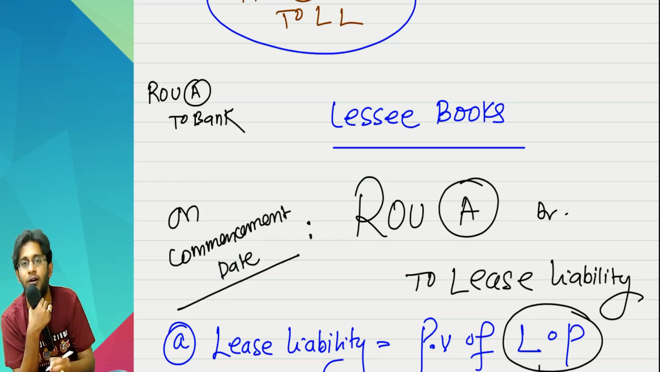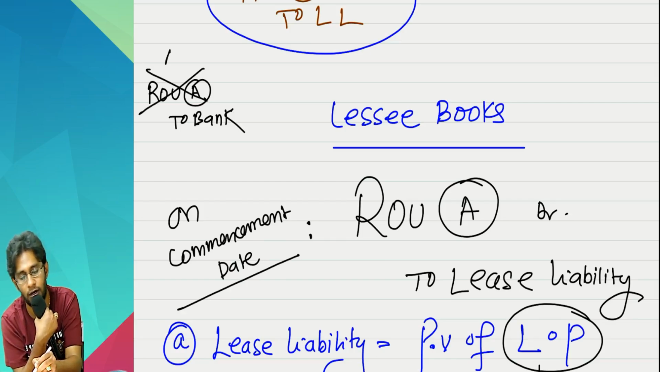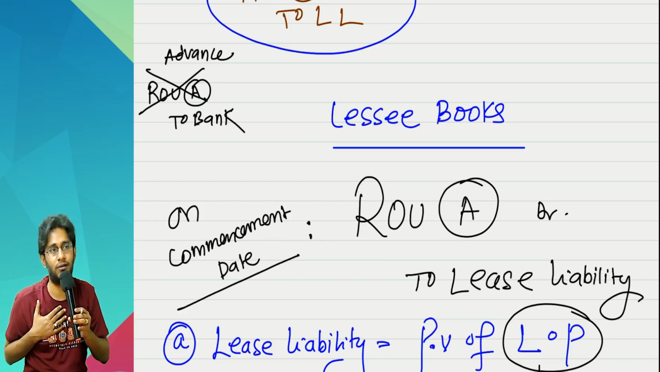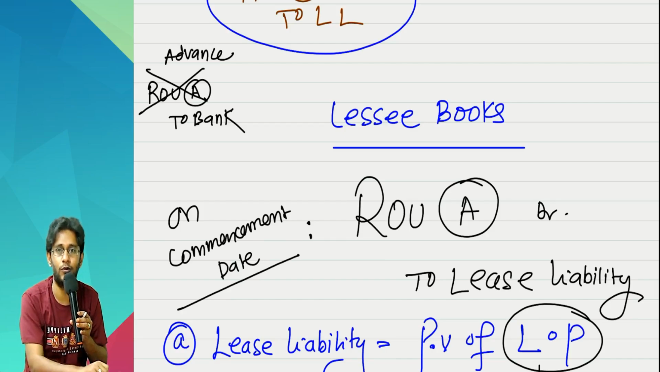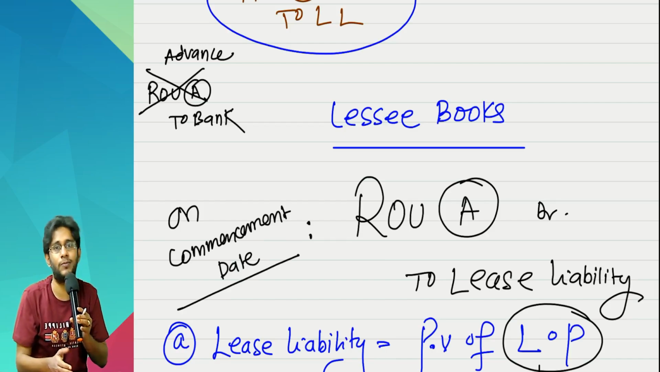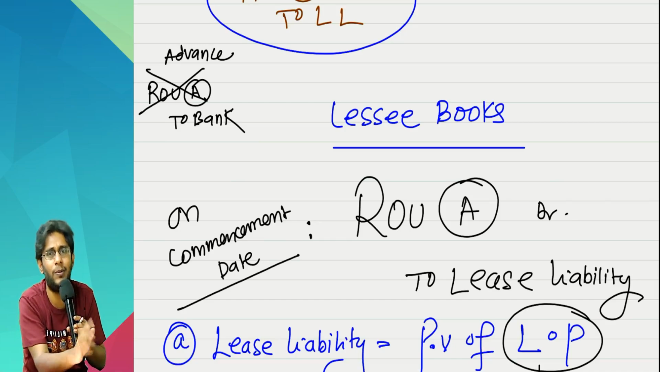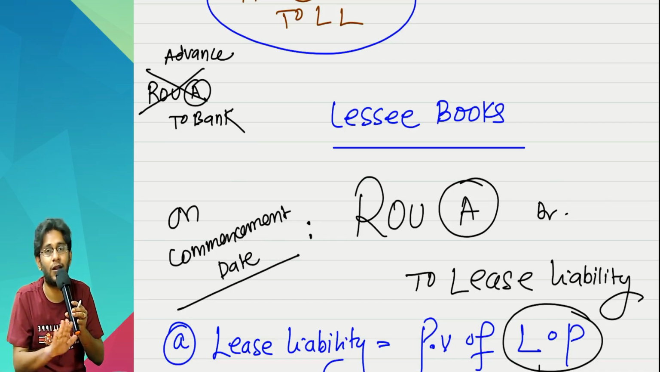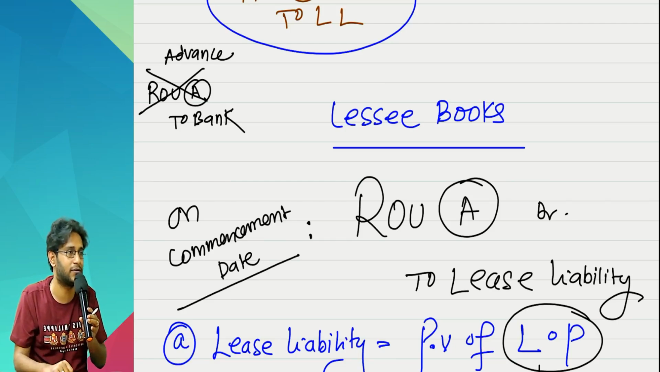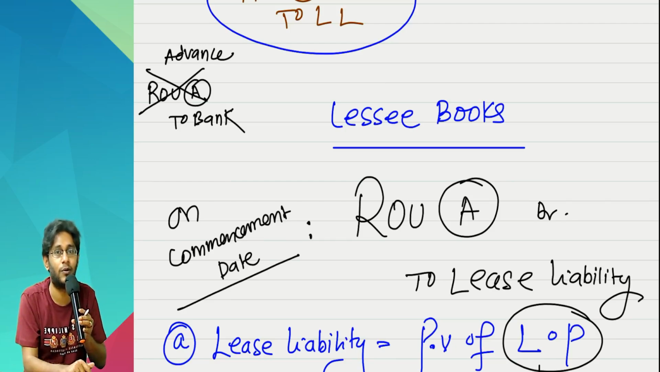I could not have recorded this entry. What entry would I have recorded? Advance account debit to bank. I want to debit ROU asset. Debiting ROU asset is correct also when you get the asset. But before the commencement date, if you make any payment, it is an asset payment I know, but I cannot debit it to ROU asset because the asset is not there physically in my hands. But when the asset comes, what will I do?